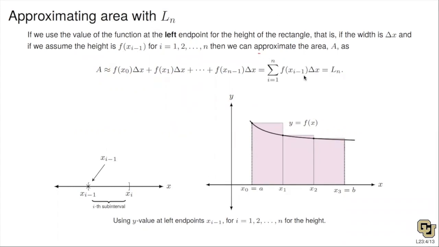If you compare this formula with the formula on the previous slide, the only difference would be down here. When we use right endpoints, we have x sub i, instead of x sub i minus 1. But when we use left endpoints, what I have here is f of x sub i minus 1, which is literally the y value at the left endpoint. It's literally the math way of saying use the y value at the left endpoint for your height.